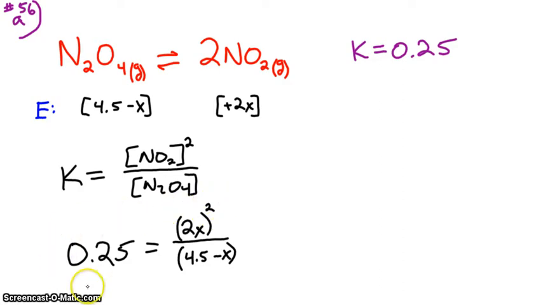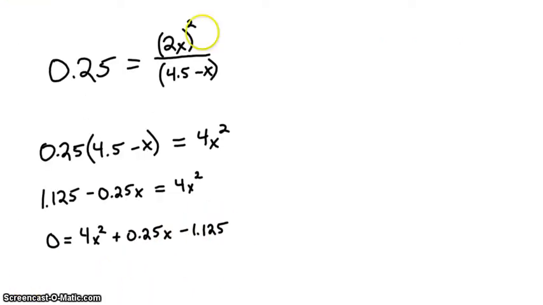Now we have this mathematical expression that we can use and solve for X. So we have to simplify this a little bit. We're going to multiply both sides of the equation by the denominator. Then we're going to distribute 0.25 through this. Move everything to one side of the equal sign, and we end up with a polynomial. Now to solve this polynomial, we need the quadratic formula.